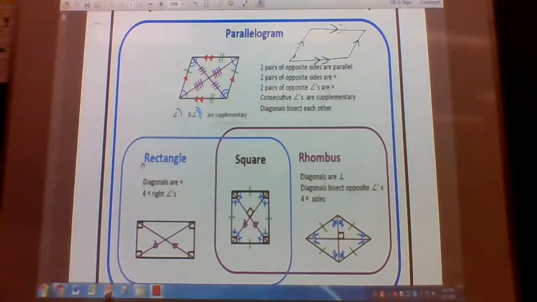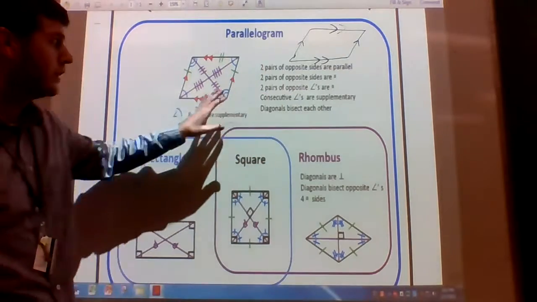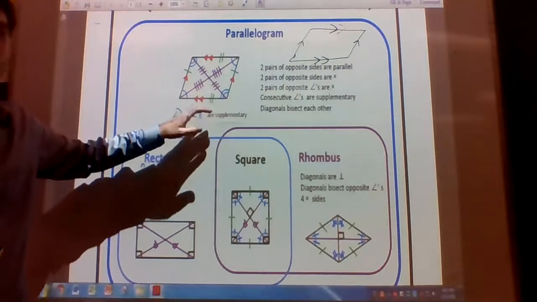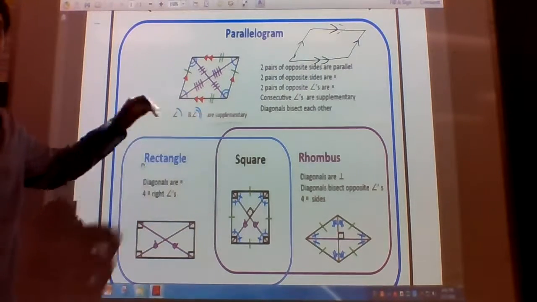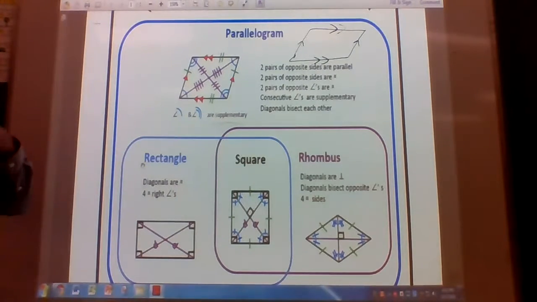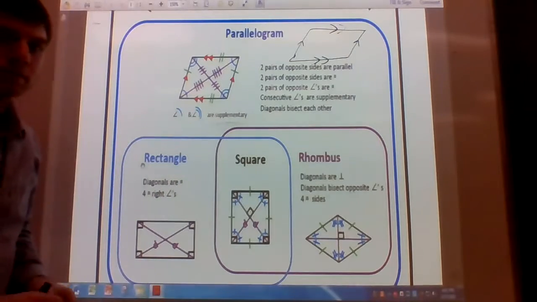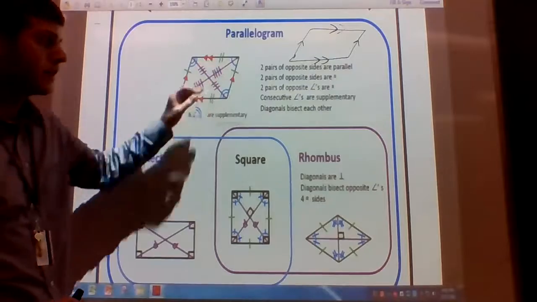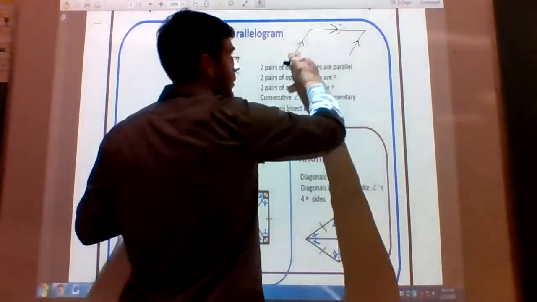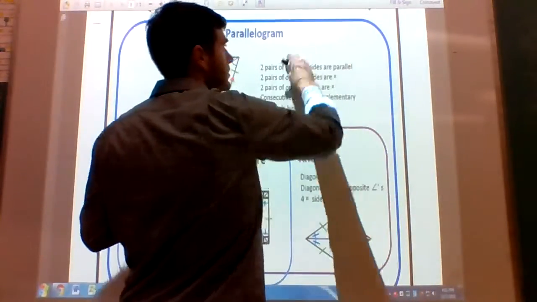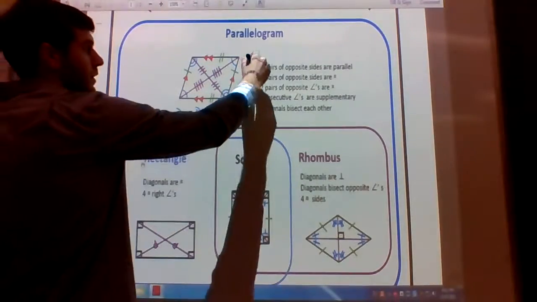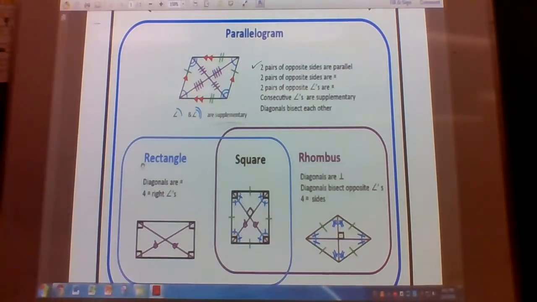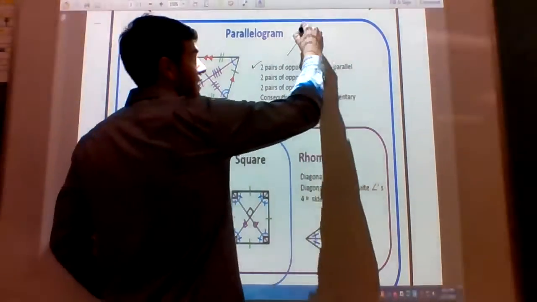And again, I'm going to erase this just to show each property individually, because this diagram shows all the properties together. You guys have this reference sheet, and we can see it here. If it's not big enough, just look on your own sheet. But this has all the properties on it. I'm just going to draw them one by one. So that was two pairs of opposite sides parallel.